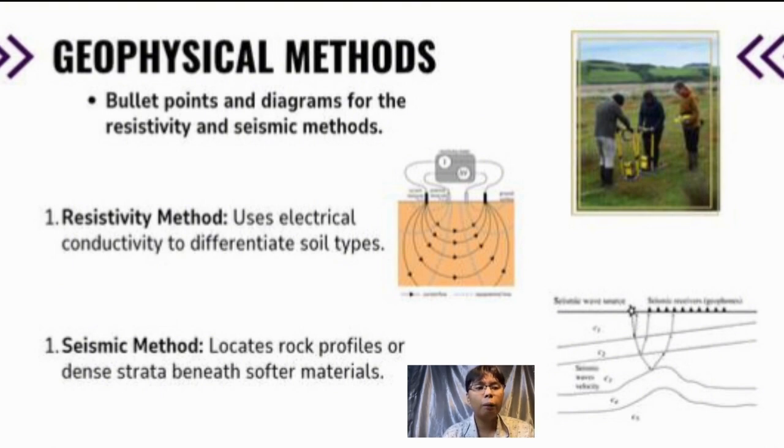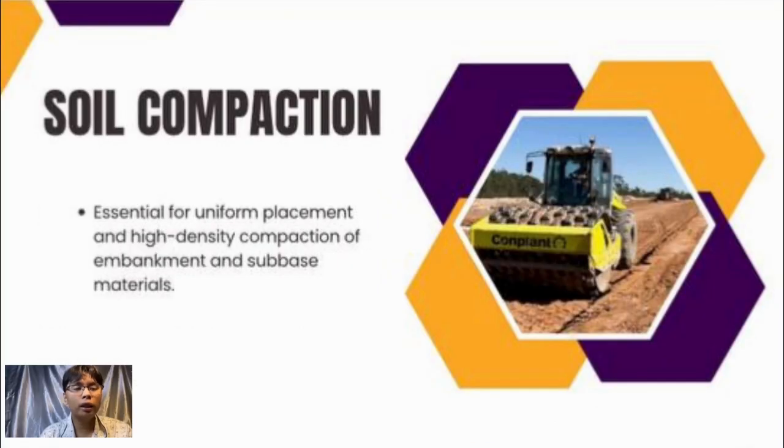The next step is soil compaction. Why is compaction important? It's to ensure that the soil can support the weight of the pavement and traffic without settling or shifting over time. The process involves placing the soil in uniform layers and compacting it to achieve high density. Without proper compaction, roads can fail prematurely due to uneven settlement or water infiltration.